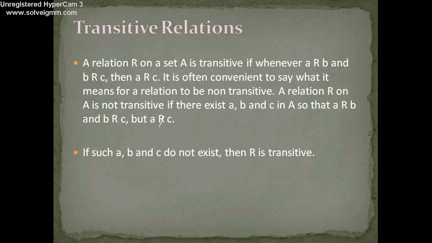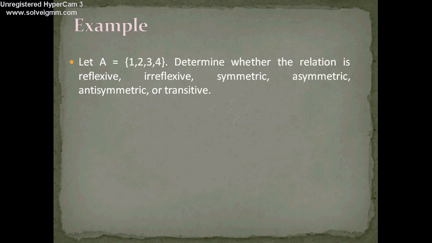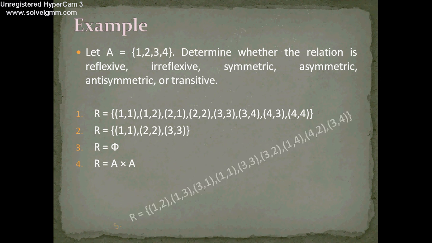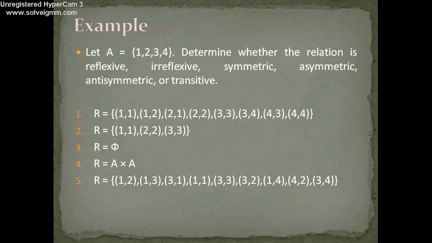But if no such A, B, C exists, that is, if we have (A, B) in a relation and there is no ordered pair starting with B, then there is no such condition, so definitely R is transitive. Now we have seen all the properties, and therefore let us have a look at one example which will help you. So these are various relations. Let us look at the first one. We need to determine whether it is reflexive, irreflexive, antisymmetric, symmetric, or transitive.